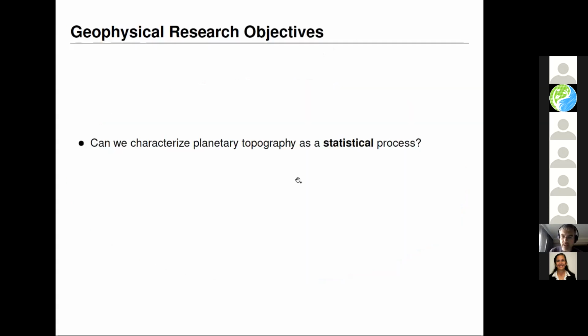What do we do with it? What does it all mean? That's really the central question that we have. And I think that's a general question in environmental statistics. Application here is planetary topography.